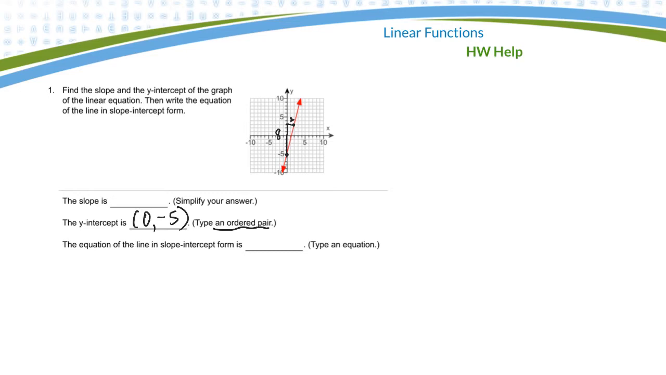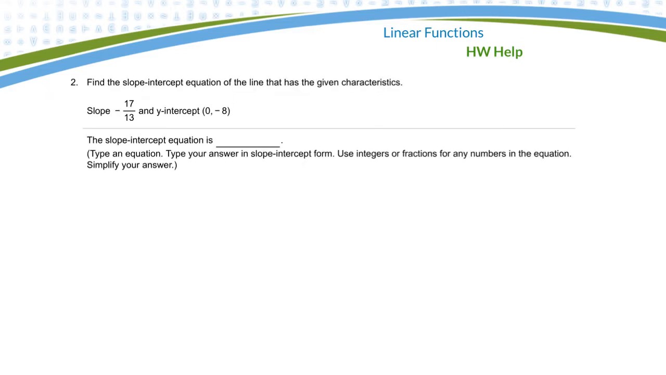So my slope is 8 over 2. And if I simplify that, that would be 4. So my slope is 4. So to write the equation of my line, I know it's y equals mx plus b. So m is 4, x, and then the y-intercept is negative 5. 4x minus 5.